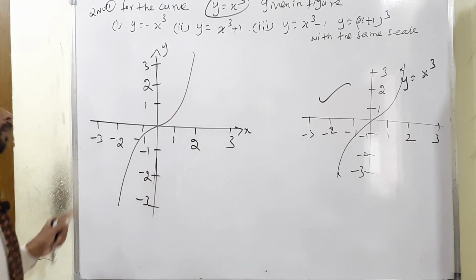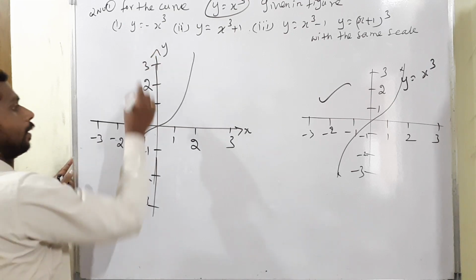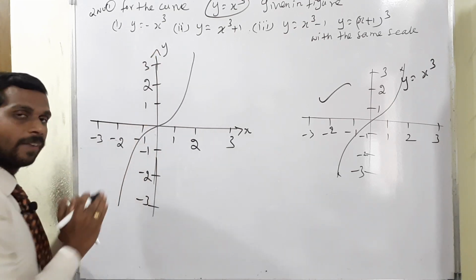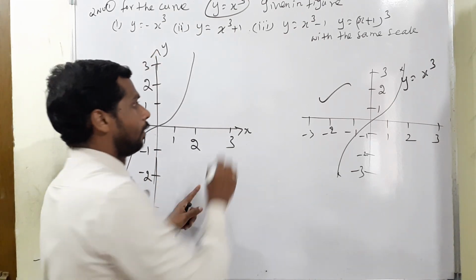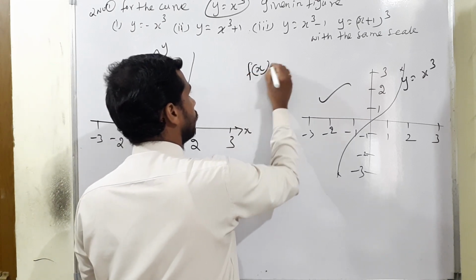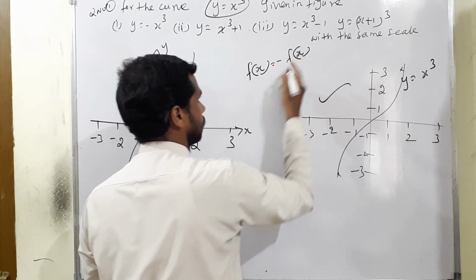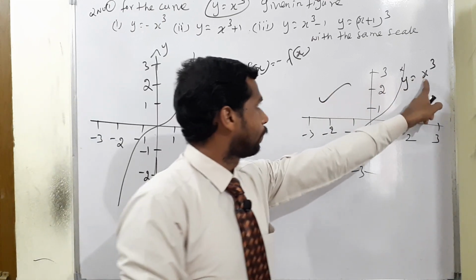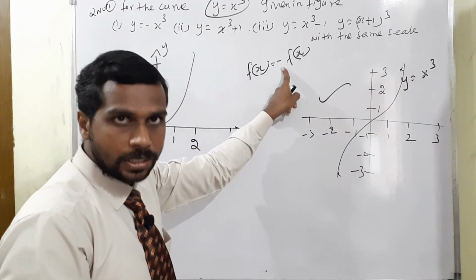Like that, isn't it? So now the negative side means the opposite side, a reflection, a mirror image, isn't it? The condition is f of x is equal to minus of f of x, isn't it? The first condition's positive value means the given condition's negative value.